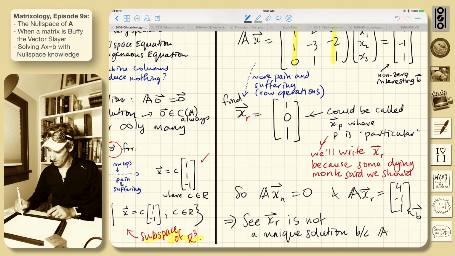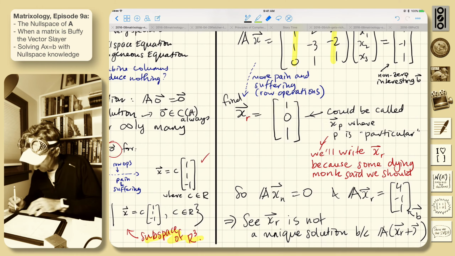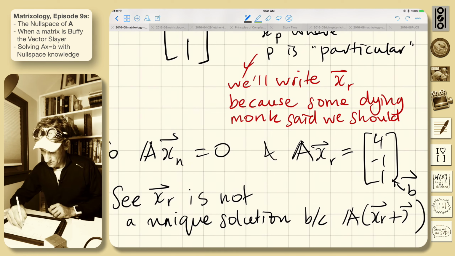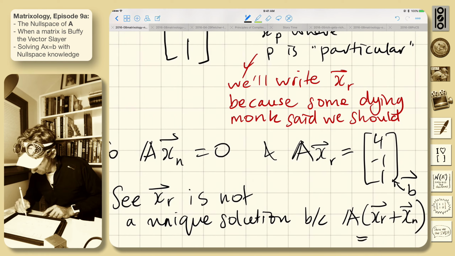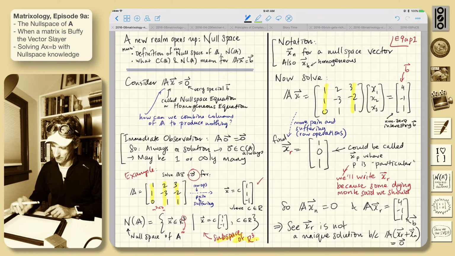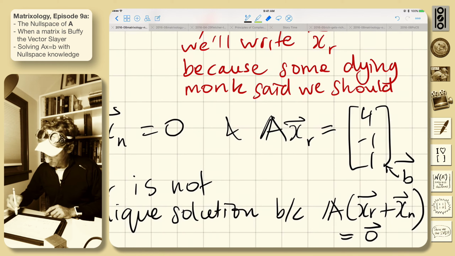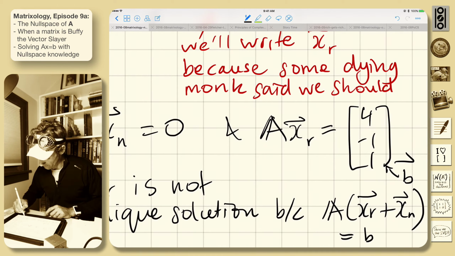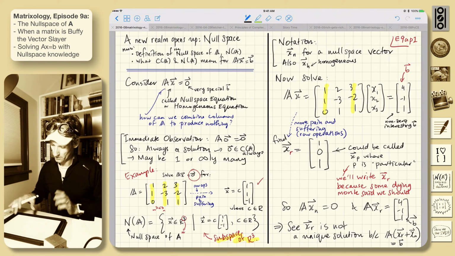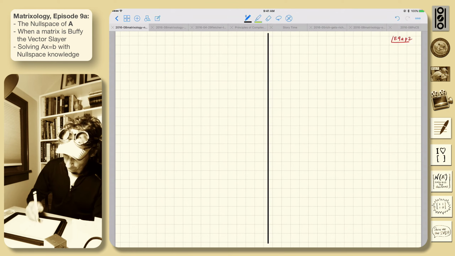Because A times XR plus XN also equals 0. So I'll do this on the next thing, right? So equals, not 0, equals B, right, equals this B. I'm jumping a little bit, let me write it properly. All right, so let's do that. I think I want to do it by actually writing it out.